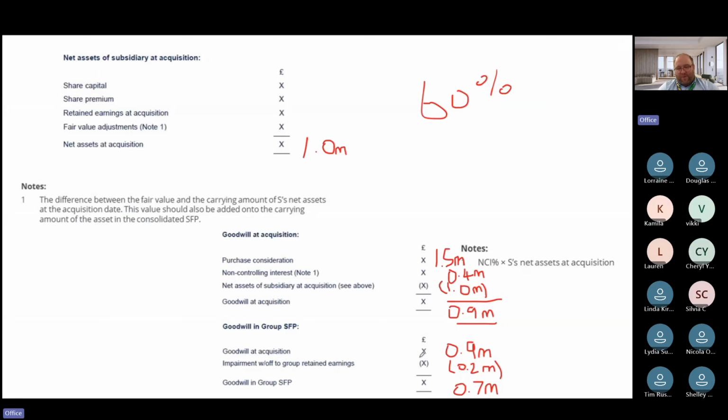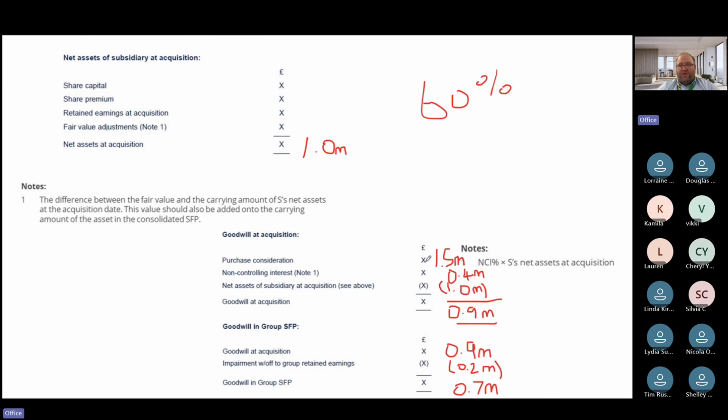So it's this bit at the bottom here. It only affects two things. So the impairment there only affects goodwill. It affects the group statement of financial position, because ultimately what you've done is you acquired a percentage of that business. So you've worked out what the net assets of the subsidiary are, the whole thing. You've acquired 60% of it.